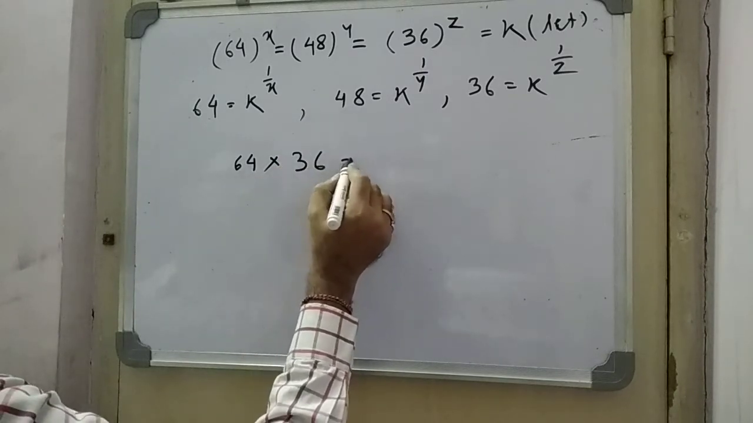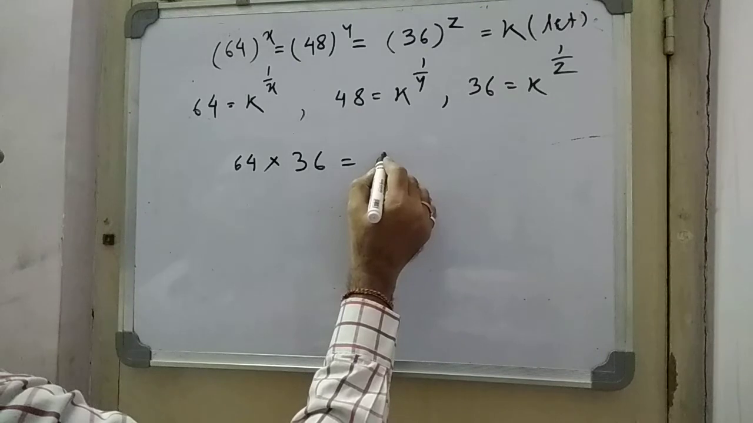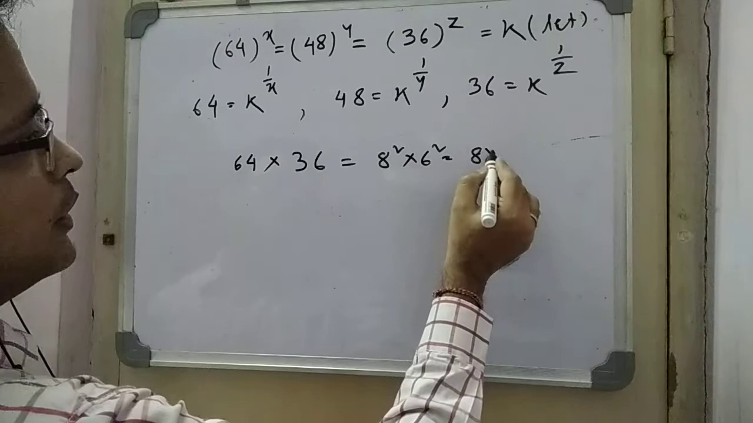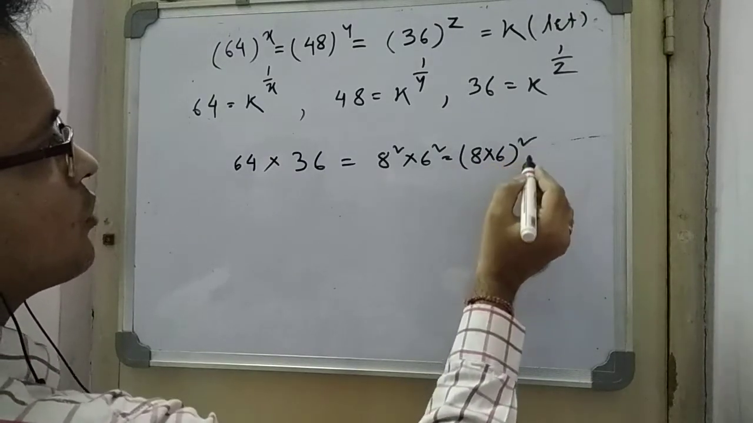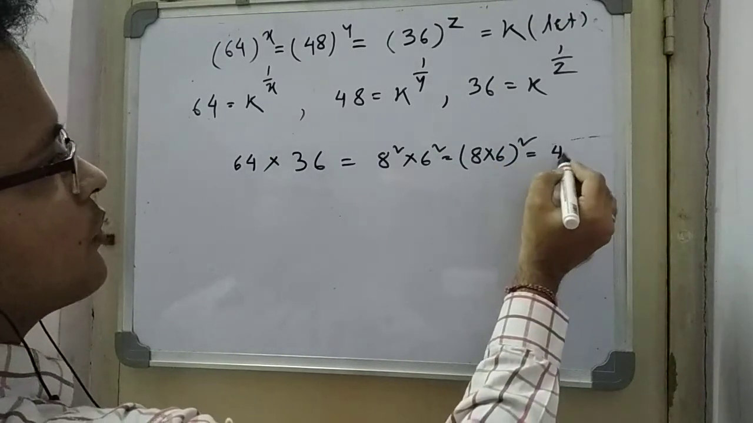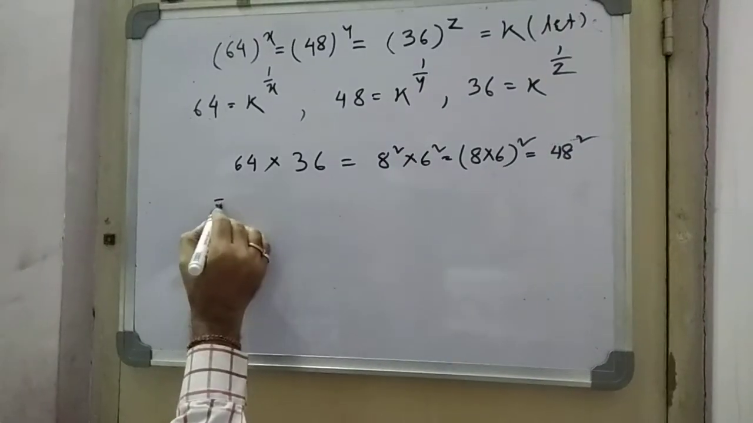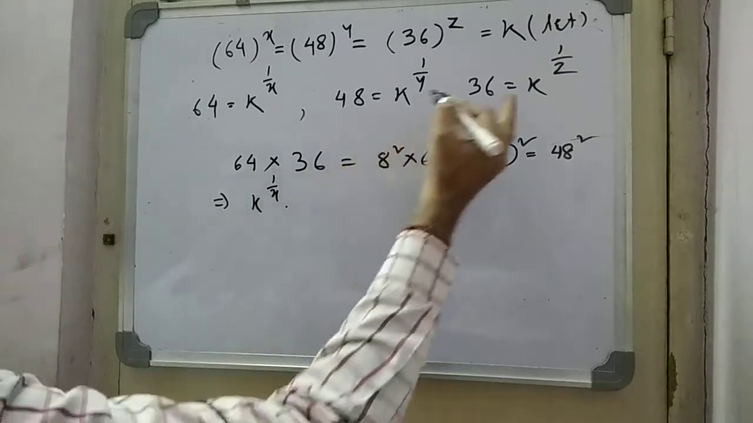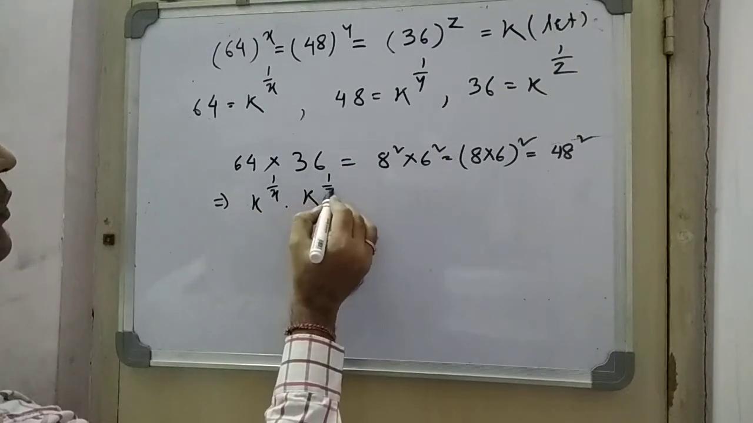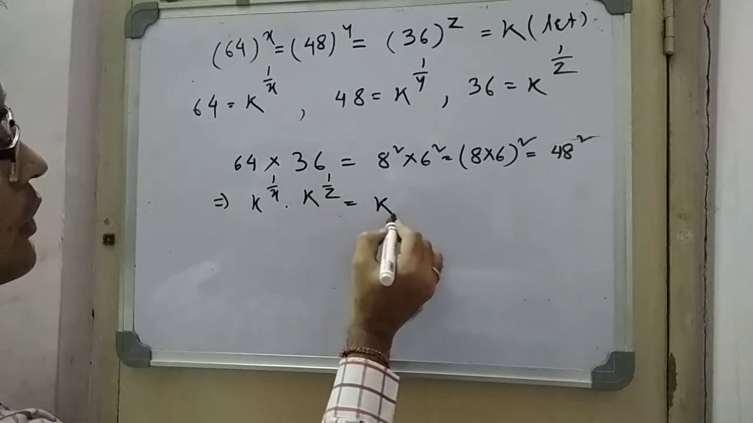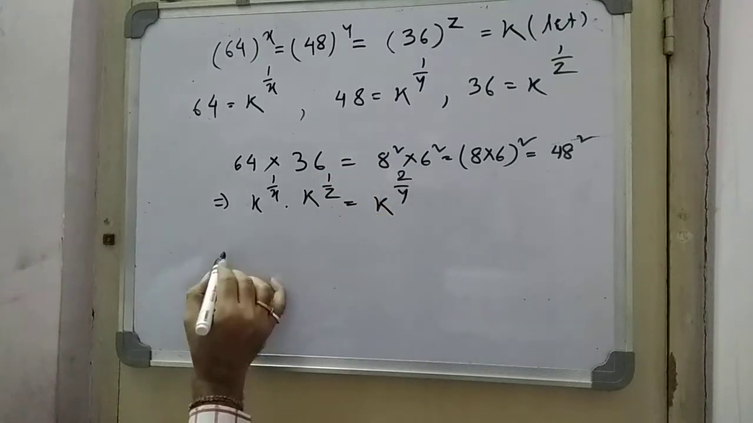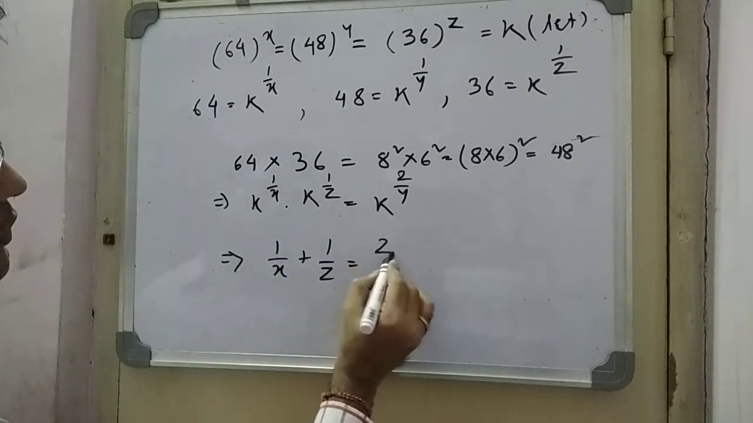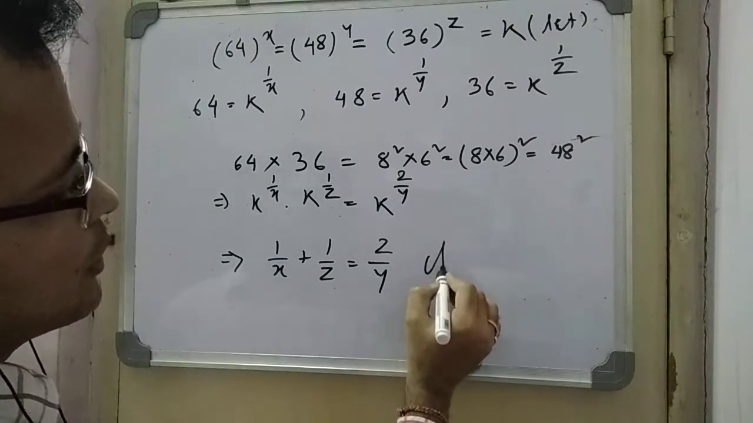36 square, that is actually what it is. 8 into 6 square, that means 48 square. So now 64 is this, 36 is this, 48 is k to the power 1 by y whole square is this. So it readily follows that this. So this is the required relation.